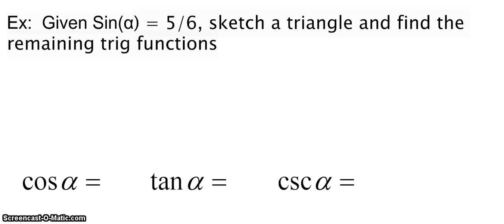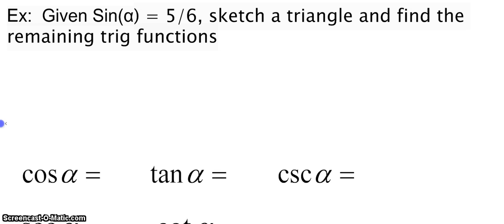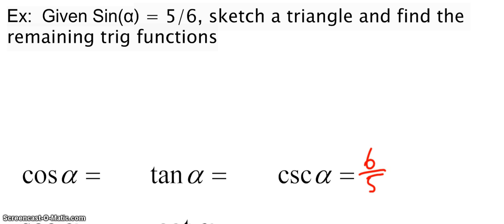So, another type of problem, very similar. Here, we are given that the sine of alpha is 5 over 6, and we want to sketch a triangle and find the remaining trig functions. So we need to figure out cosine of alpha, secant of alpha, tangent of alpha, cotangent of alpha, and cosecant of alpha. One thing I can do right away is, if the sine of alpha is 5 over 6, I know the cosecant of alpha is 6 over 5. So I got one of my five answers. Boom, I'm basically done. To find the other ones, though, I need to draw the triangle.